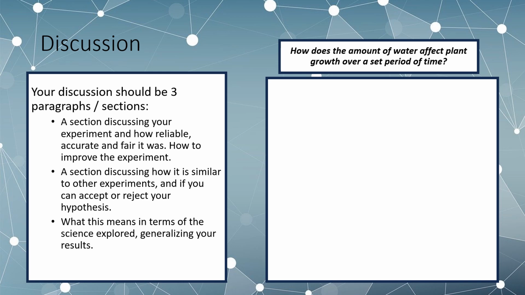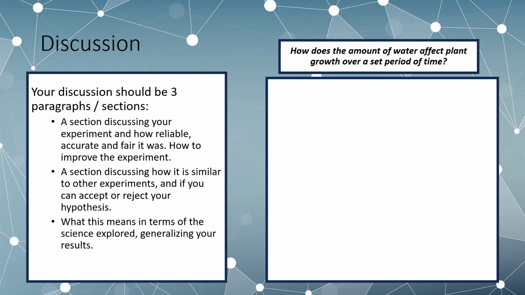You'll see this is effectively the flip of the introduction, where we started broad and came down more narrow. So your first paragraph should really discuss your experiment in detail. How was it reliable? How was it accurate? How well did you control those control variables? You should also talk in this section about how you can improve your experiment and further testing that could be done.